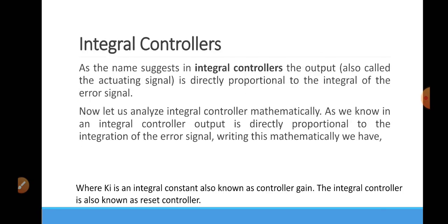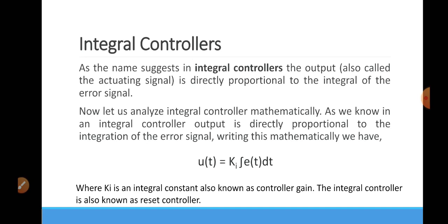Let us go ahead for integral controllers. Now as the name again suggests, integral controller means the output will be directly proportional to the integral of the error signal. So error signal will be given to this controller. This controller will give us output in terms of integral of the error signal. Now let us analyze integral controller mathematically.